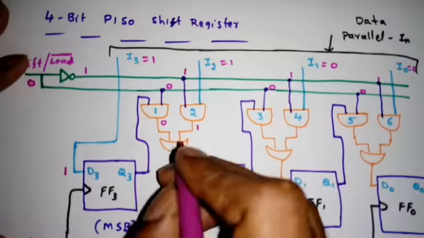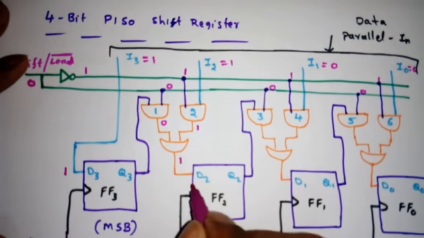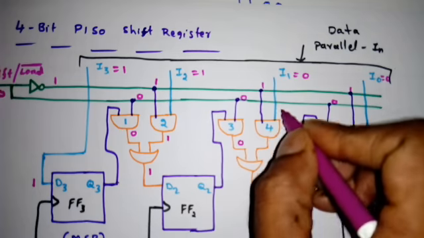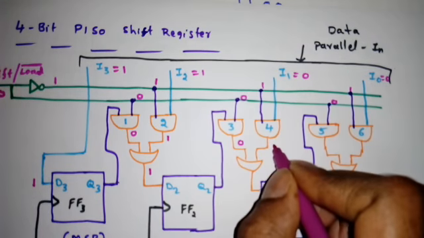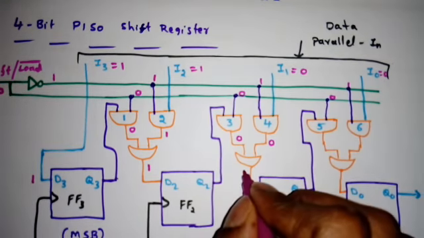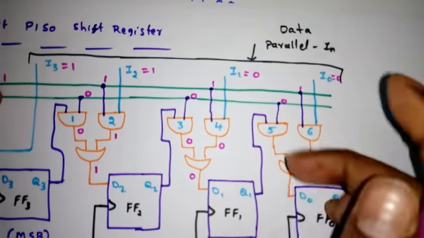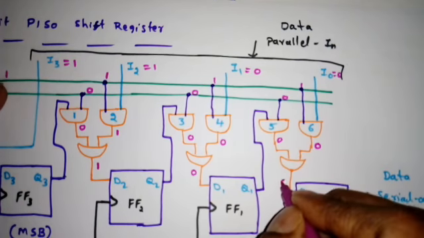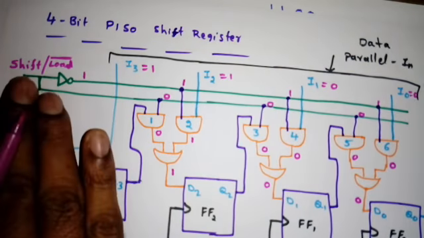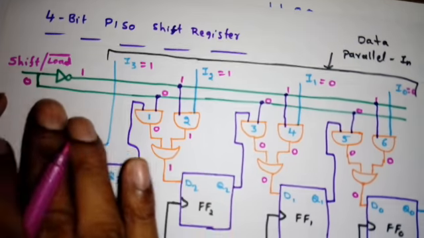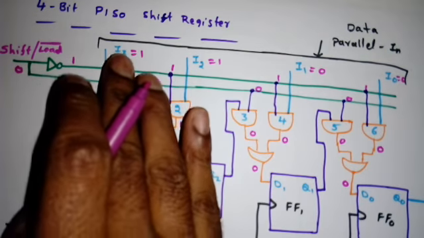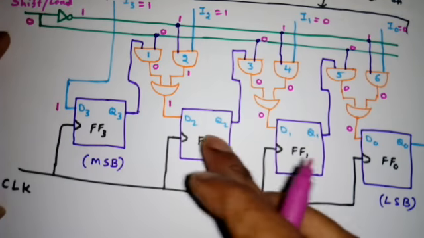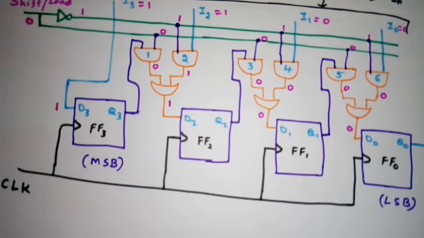See, I2 is equal to 1, that is going to the input of D2. Similarly here, 0 into Q2 will be 0, then 0 into 1 is 0. So what is the output of this OR gate? It will be 0. Similarly here, 0 into anything will be 0, here 1 into 0 is 0. So what is the output of the OR gate? 0. So the moment we apply shift or load bar equal to 0, whatever data we applied at the inputs I3, I2, I1, I0 will be transferred to the inputs of all the flip-flops. Now if we apply the clock, what will happen?